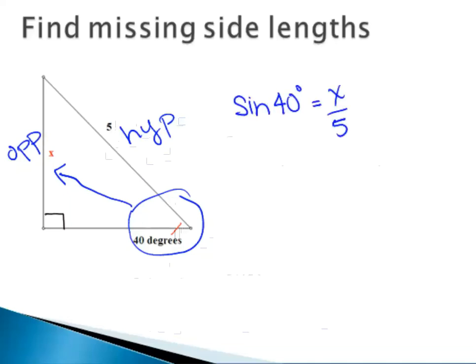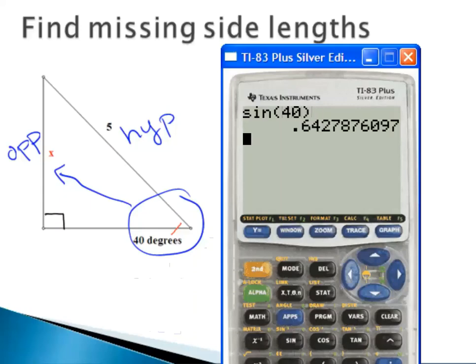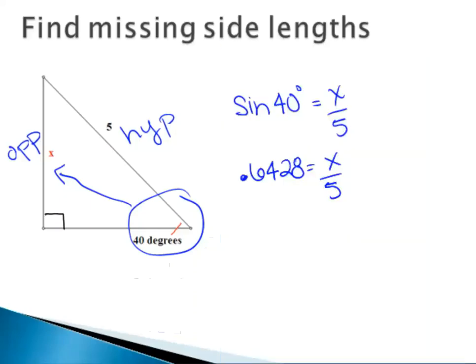Now we set up an equation using sine. Sine of our angle, or sine of 40 degrees, equals opposite, or x, over hypotenuse, 5. Here's where you need your calculator, or again the table of ratios, because we need to figure out what the decimal equivalent is of sine of 40. On this calculator, I'm going to type in sine 40, and then hit enter. That's the decimal that we need to know. So from our calculator, we know that the sine of 40 is equal to 0.6428.